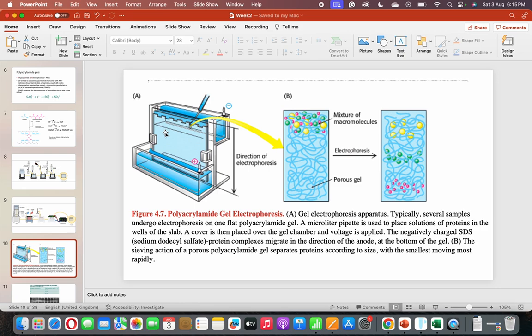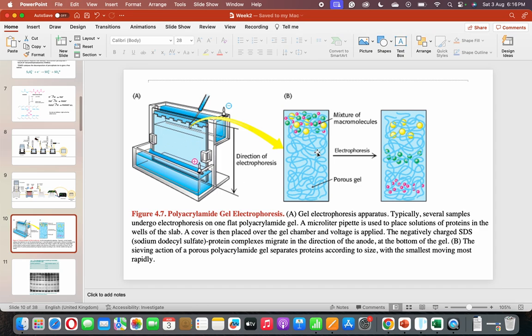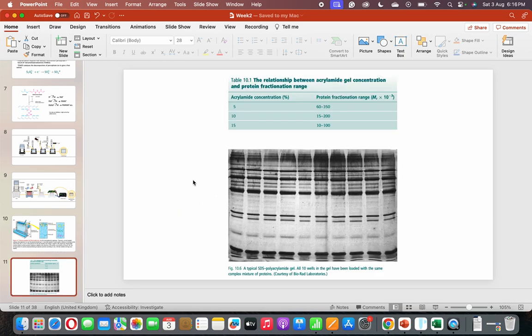Once it is stacked, we have this mixture of macromolecules, which is then separated because it has to move through the pores of the gel. The smaller molecules will move faster, while the bigger molecules take more time to travel. As a result of electrophoresis, we get a separation of these based on their molecular size. Obviously, the pore size will determine the range of molecules that you can separate through this gel, and you can change the pore size by changing the acrylamide concentration.